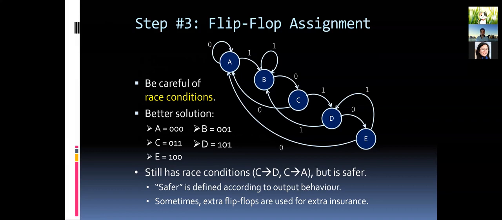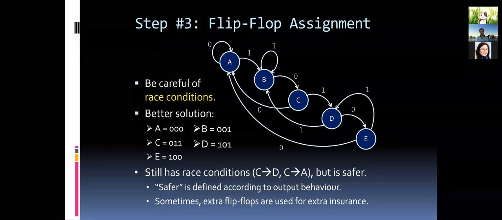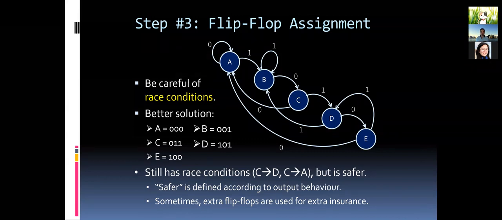Okay, but there are mathematical ways to prove the absence of race conditions under certain constraints. So sometimes if you can do that, or you can essentially prove that every race condition is harmless, then it's faster to have a circuit like that, right? Then you can do it. Because you can also fix problems by adding more flip-flops, but that becomes more expensive.